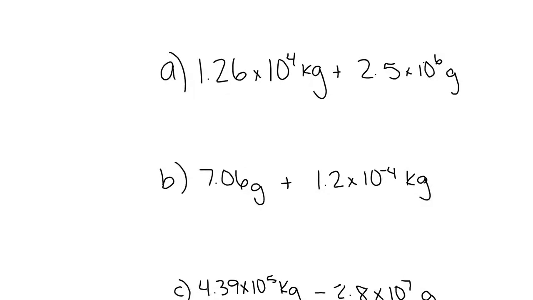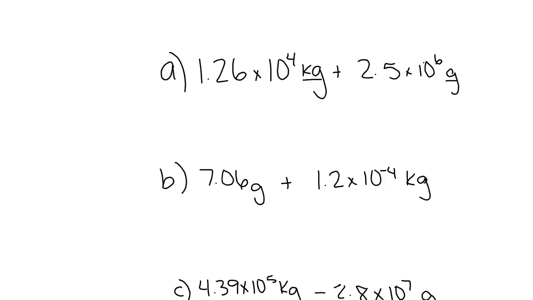So for this question, we're going to do addition and subtraction problems with scientific notation. The first answer they want us to put into kilograms. So first we have to make our units equal, right? Because we have kilograms here and grams here. So let's take our grams divided by 1,000 to turn it into kilograms.